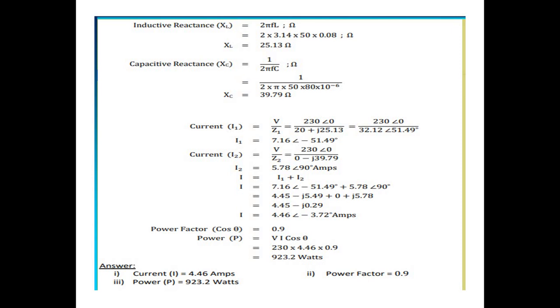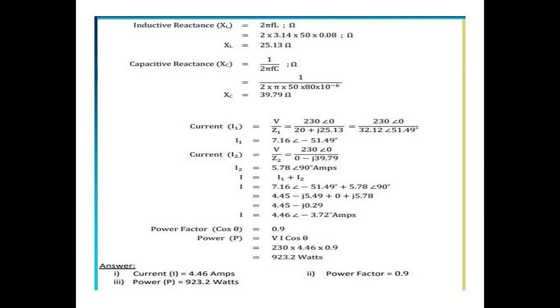Capacitive reactance XC is equal to 1 by 2 pi FC, then 1 by 2 pi into 50 into 80 into 10 to the power minus 6, 39.79. Then current I1 is equal to V divided by Z, 230 divided by 20 plus j25.13. I1 is equal to 7.16 phase angle minus 51.49. I2 is equal to V divided by Z, 230 volt phase angle 0 divided by minus j39.79. Then I2 is equal to 5.78 angle 90 degree.